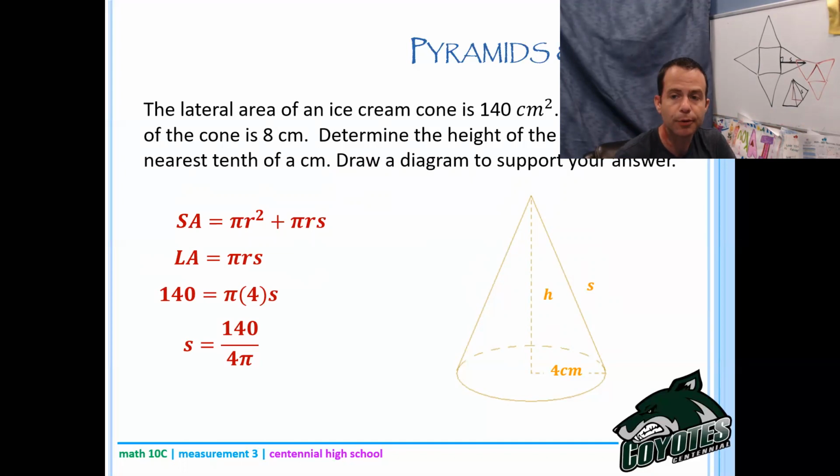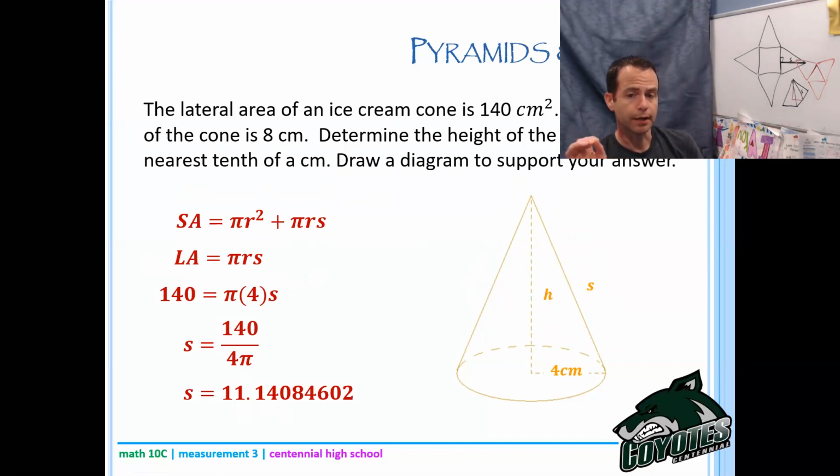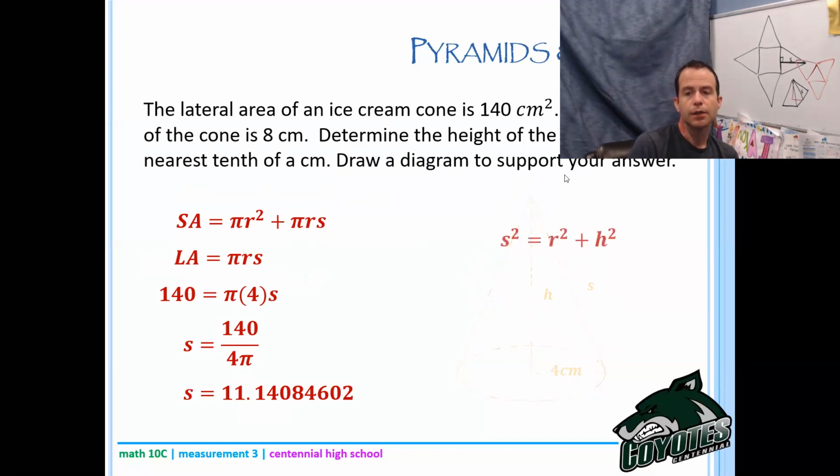Now we're going to plug that into the Pythagorean theorem. So you should be getting a decimal approximation of 11.14084602. And from here on in, when I go to the Pythagorean theorem, I'm just going to use the answer button so that I don't type that in again. That way I won't run into a rounding error or a simple typing-it-in-wrong error, right? Okay, so S squared equals R squared plus H squared. I know what my S squared is. I know what my R squared is. So that's enough information to figure out what my H squared is, okay?